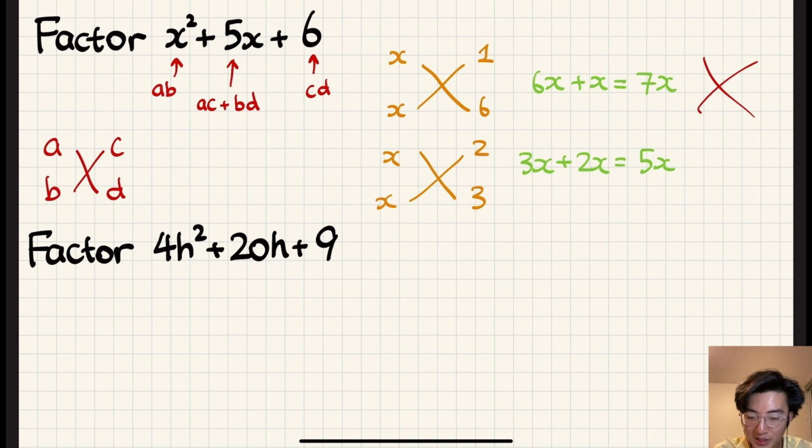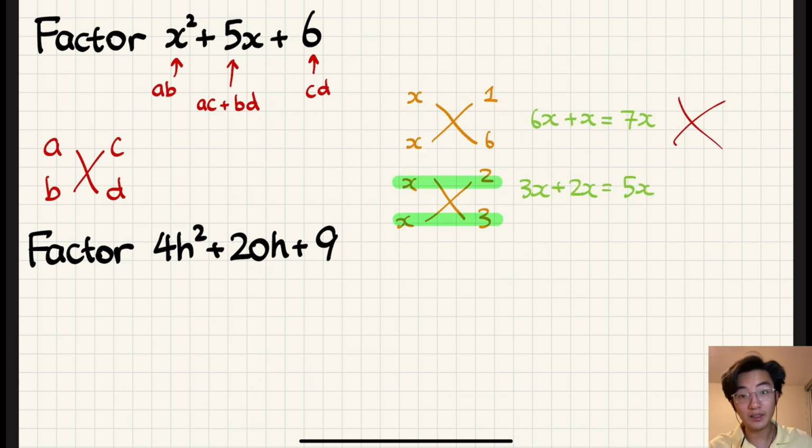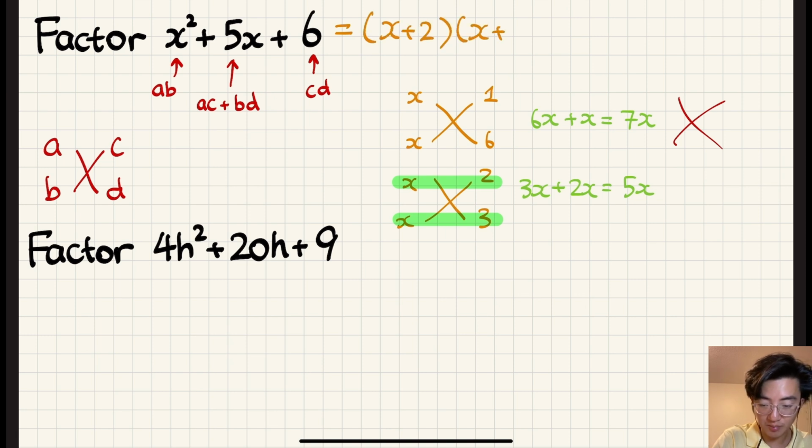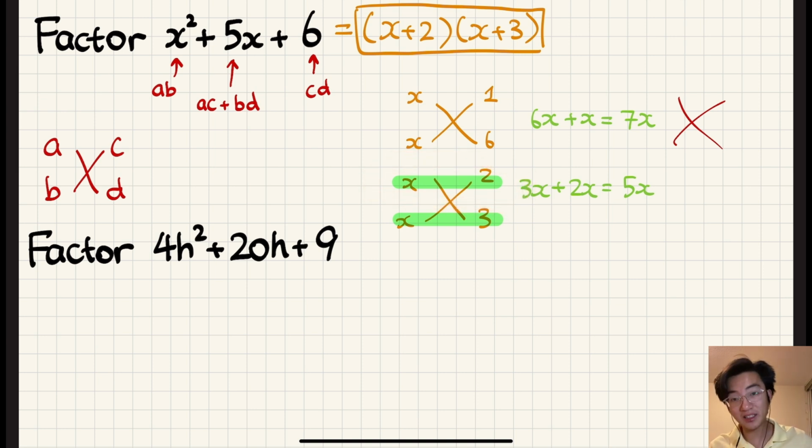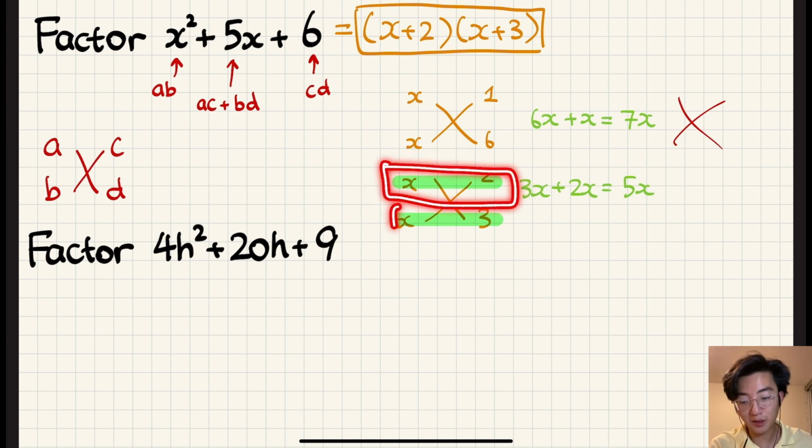And now, with that being said, we'll have to write it out horizontally. Which means that the answer to this question is x plus 2 times x plus 3. So once again, when we figure out the cross, we have to write the answer horizontally.